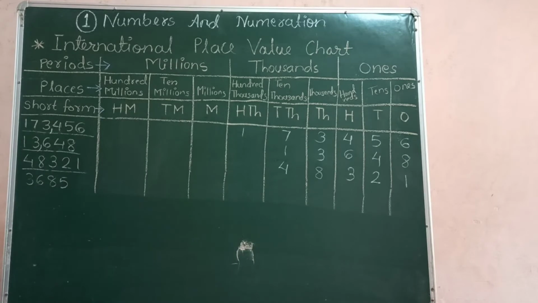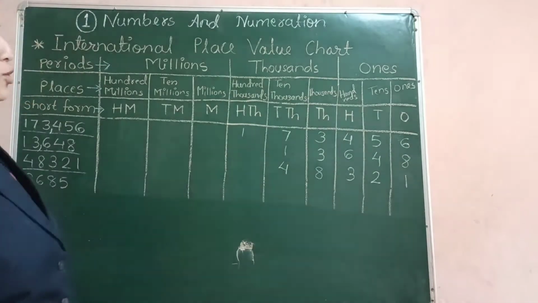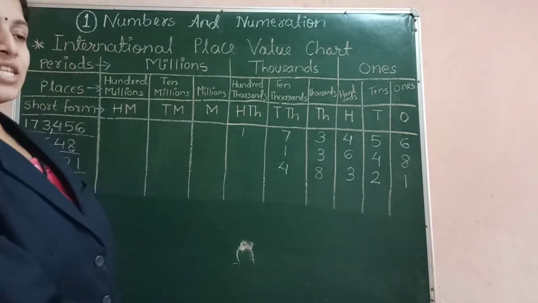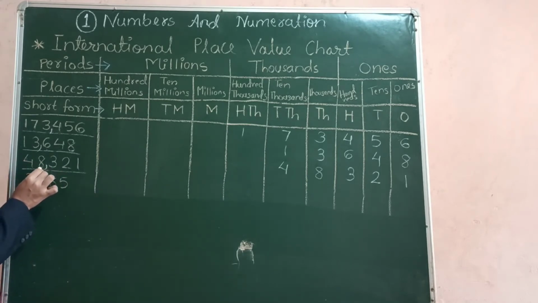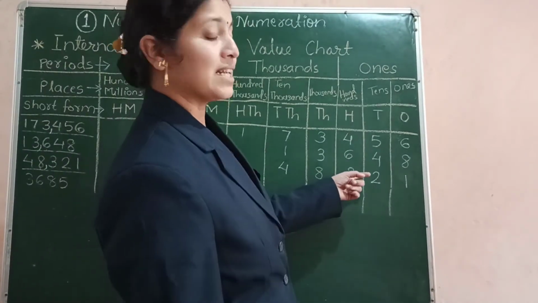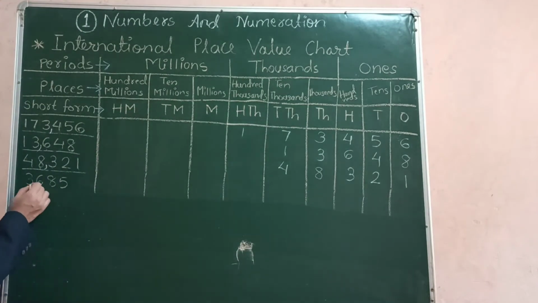So this is also a 5-digit number, and if we want to separate these periods, how will we do it? We will put a comma before 3 because 3, 2 and 1 come in ones period while 8 and 4 come in the thousands period, and we will read it like 48,321. So there is one more number, that is 3685, which is a 4-digit number.